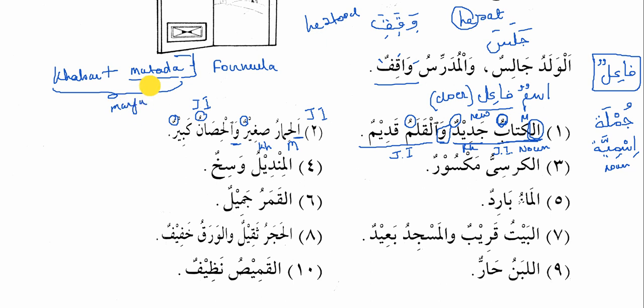This will be Maarifah and this will be Nakirah. This is important information in grammar for Jumla Ismiyya. Please learn this formula as soon as you can. Jumla Ismiyya has Mubtada and Khabar. And after that comes Sifa.